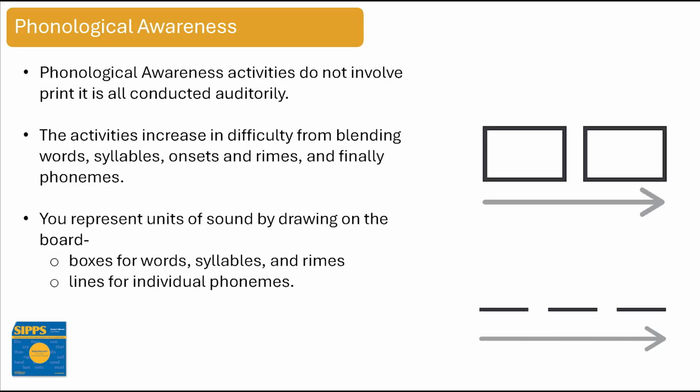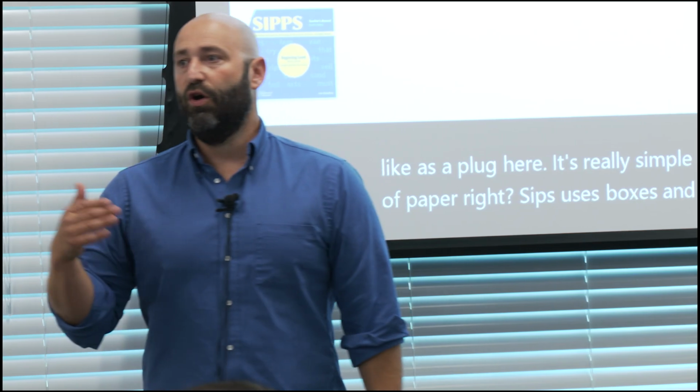I heard earlier you guys do SIPs over here. Anyone do SIPs? I only chose SIPs, not as a plug here. It's really simple what they do in SIPs, and you could draw it on a piece of paper, right? SIPs uses boxes and dashes, and that's it for their phonological instruction. A box is for a syllable or a compound word, right? So that would be 2 syllables, cowboy, blend, cowboy. The dashes are for phonemes. And that's what they do.